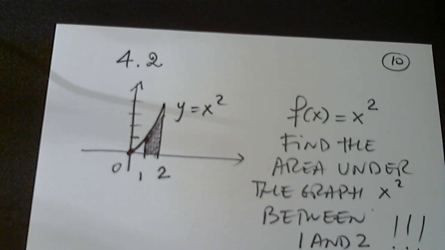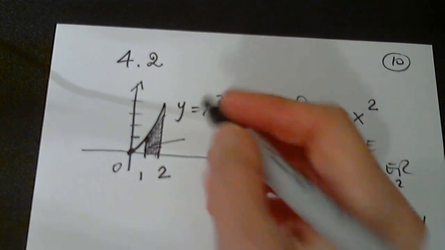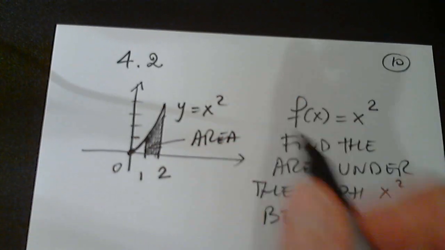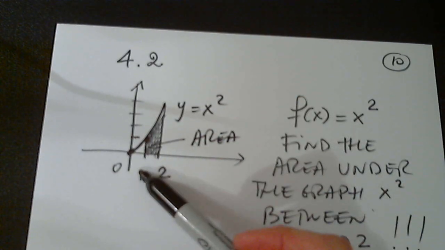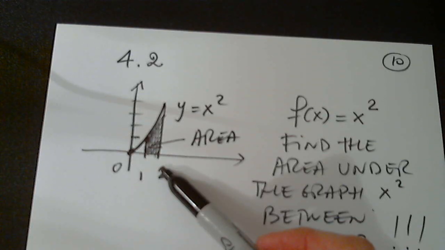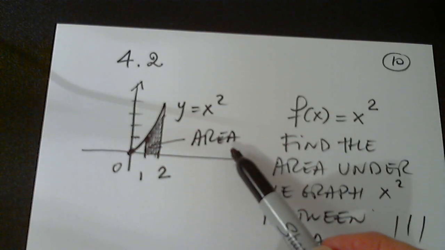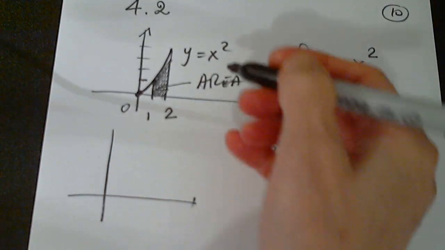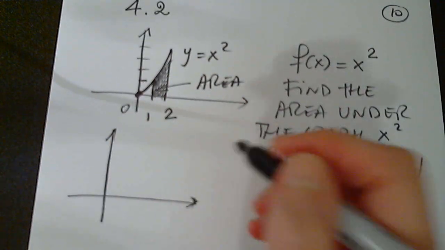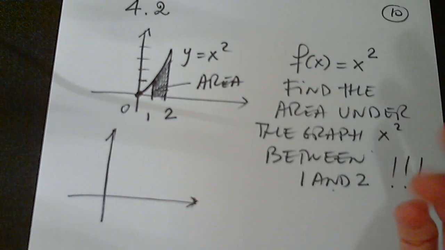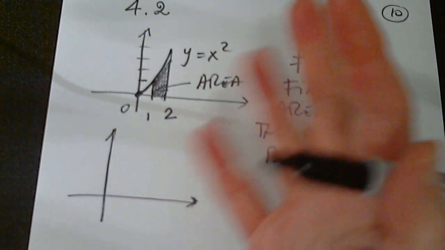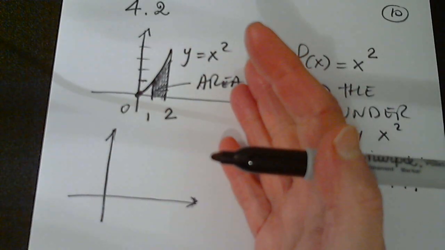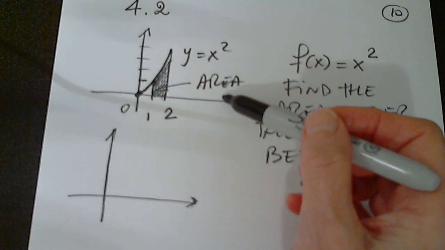The question is, who cares? Why is it so important to find the area under the graph of x squared between 1 and 2? Here's the reason why. We're going to come back and find the area, first estimate and then find the exact area. So here's the reason why we are interested in areas under graphs.